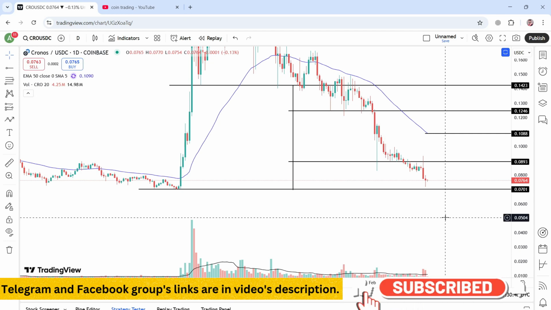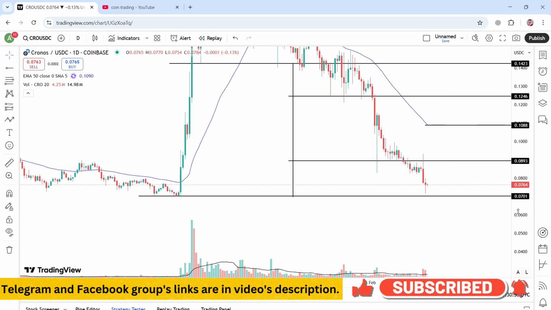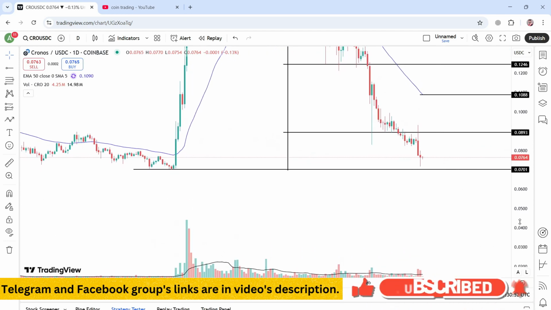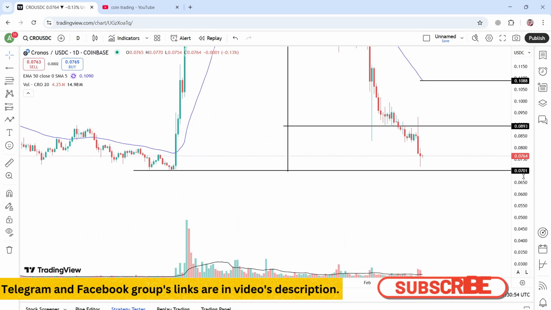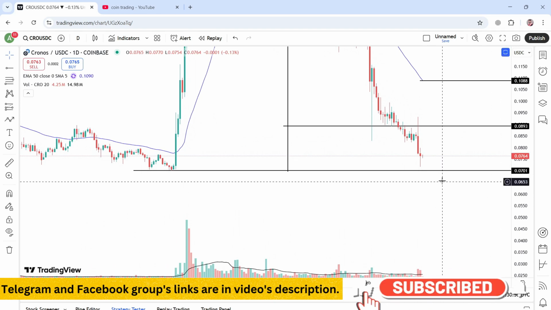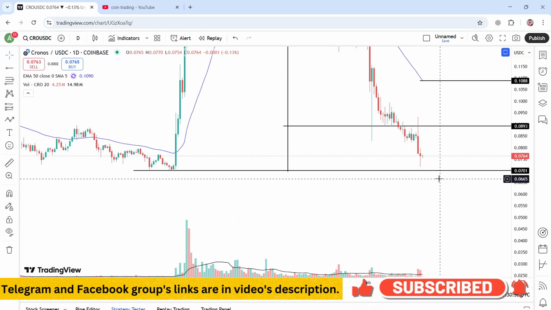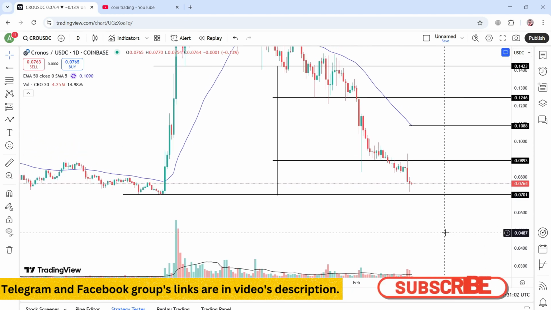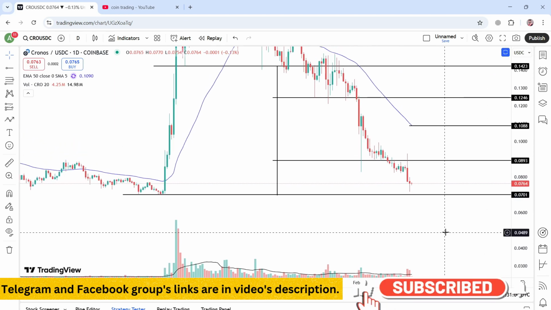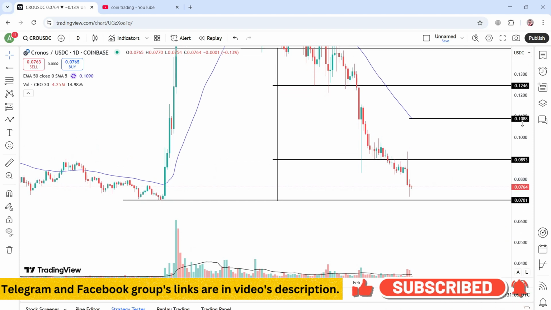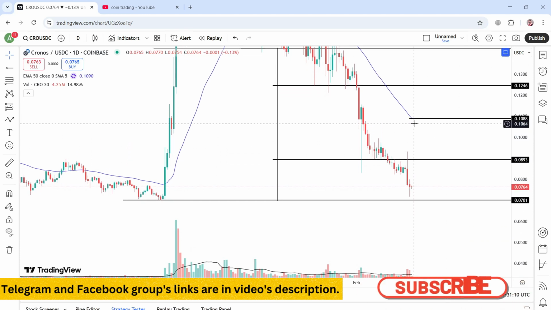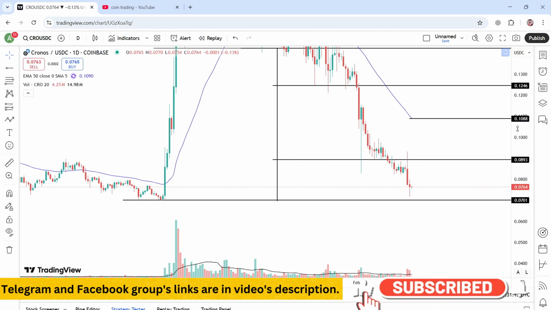So if we discuss the first strategy, if it gives a new breakdown and gives closing below 0.0701, it will submit a new breakdown and we can go for sell or short sell into this coin. And the second strategy is sell on strength, and that strength level is 0.1088. So we can go for selling or short selling again into this coin at this level.